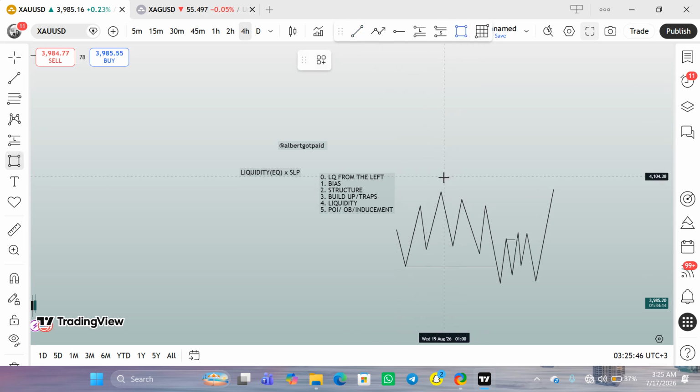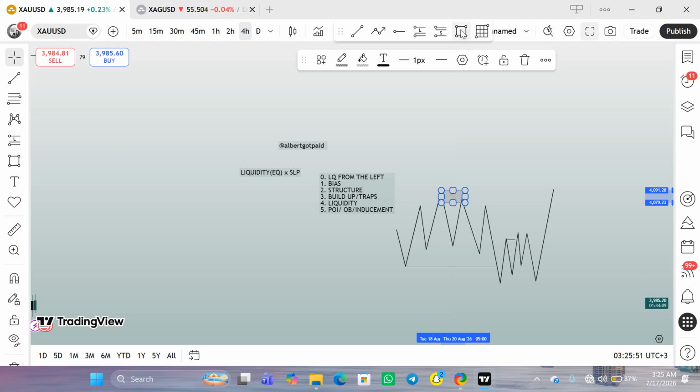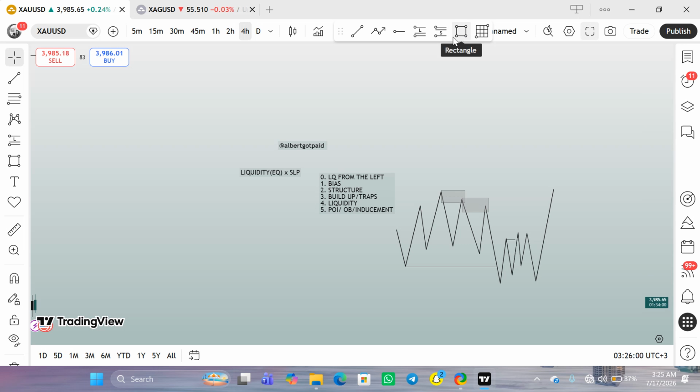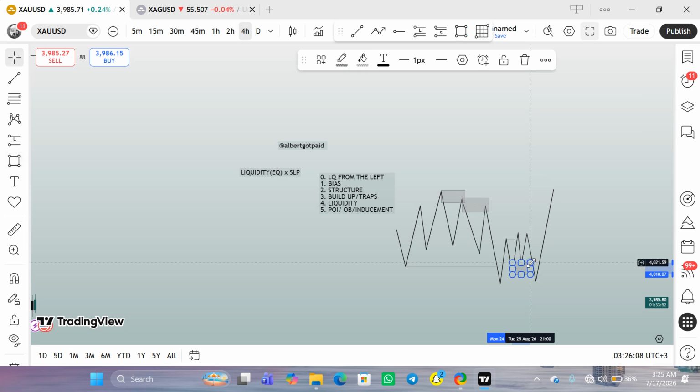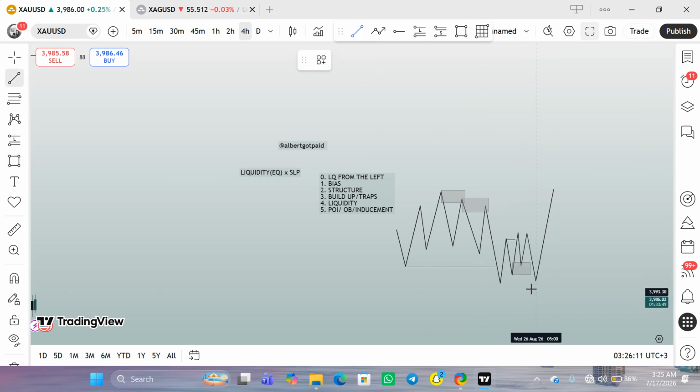Our build ups will be these forms here, respecting the high where price was reacting from, and giving us an order block here and respecting it. And we want to see the order block, the people who enter from the order block, taken out. And that will be now our entry here.